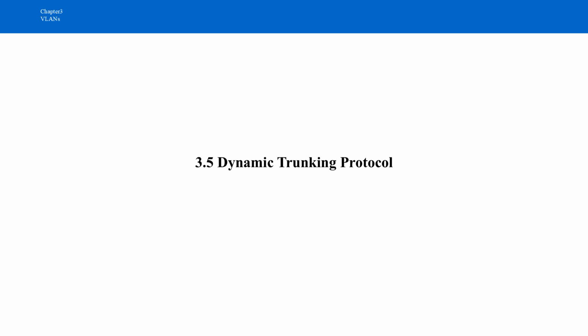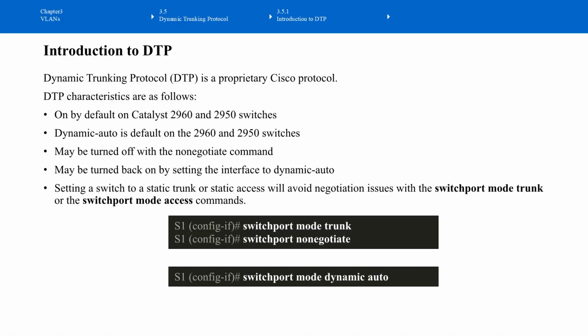Now let's talk about Dynamic Trunking Protocol. Dynamic Trunking Protocol, DTP, is a proprietary Cisco protocol. DTP characteristics are as follows.